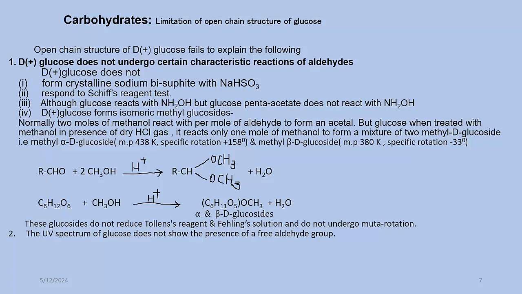But glucose, when treated with methanol in the presence of dry HCl gas, reacts with only 1 mole of methanol to form a mixture of 2 methyl D-glucosides. That means methyl alpha D-glucoside and methyl beta D-glucoside. These glucosides do not reduce Tollens reagent and Fehling's solution and do not undergo mutarotation.